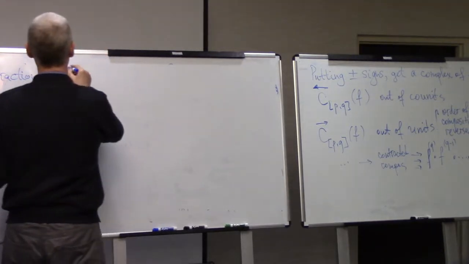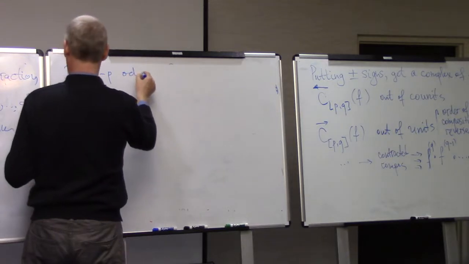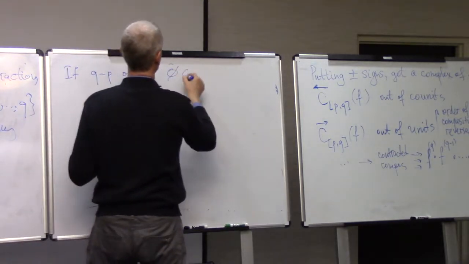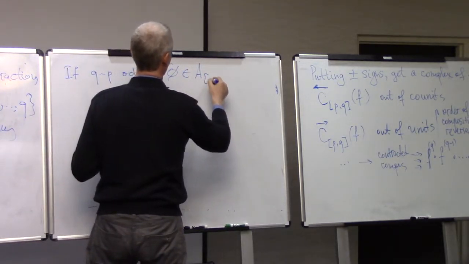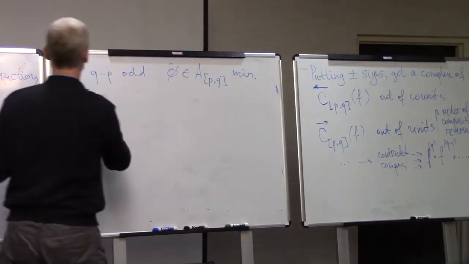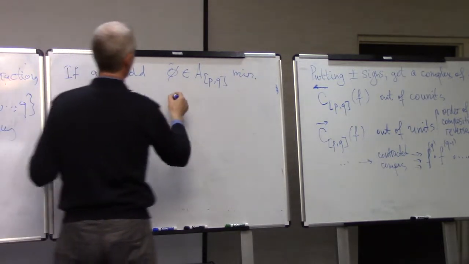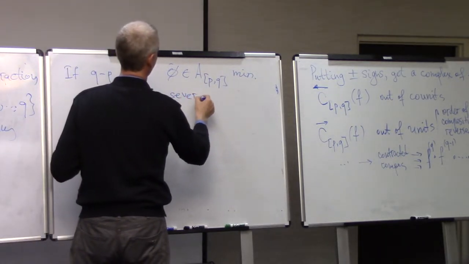So if Q minus P is odd, the empty set belongs to this domino poset and is a minimal element. So Q minus P even, because there are several one element subsets.